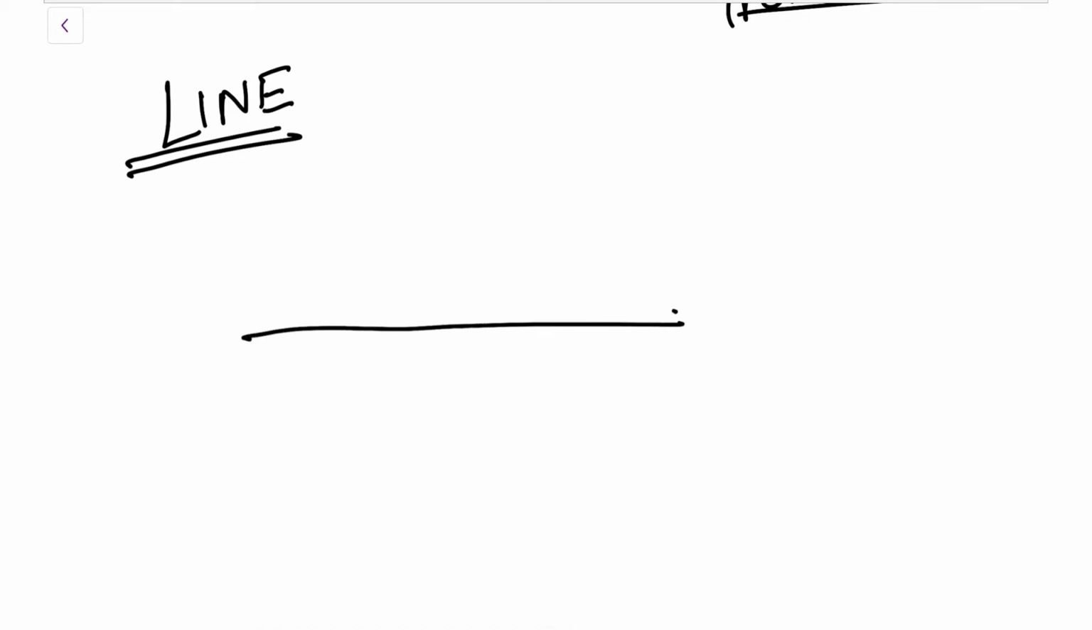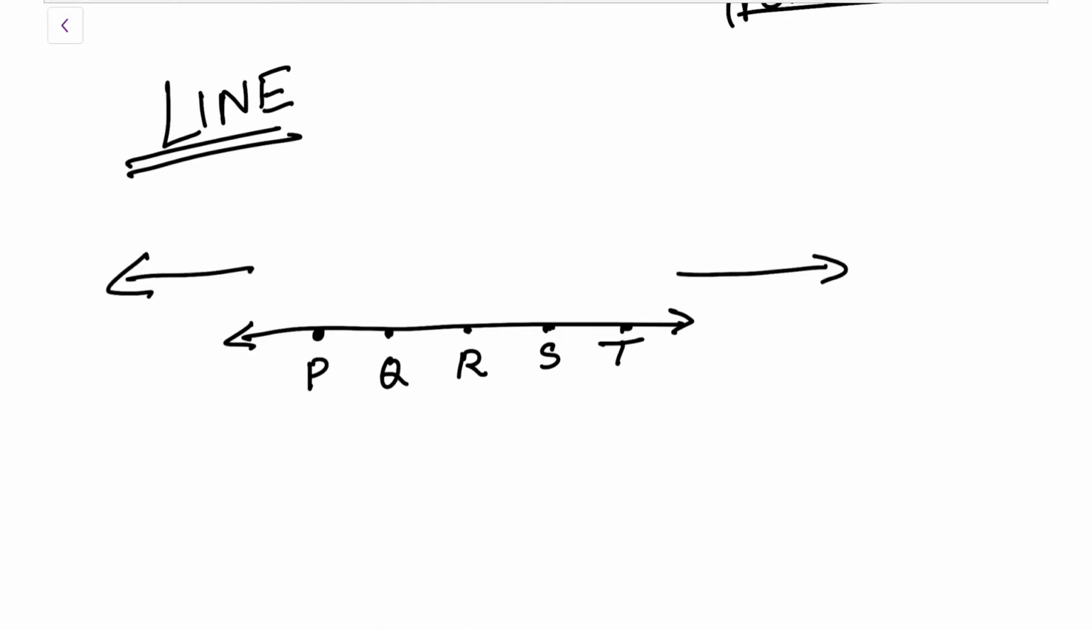Now, what is a line? A line always means a straight line, alright? And it is a set of points. It is not just one point, but it is a set of points. As you can see, this is a straight line and it has a set of points. Now, a line can be extended indefinitely in both directions. That means it can be extended in this direction indefinitely and in this direction indefinitely. And it is named with two capital letters.